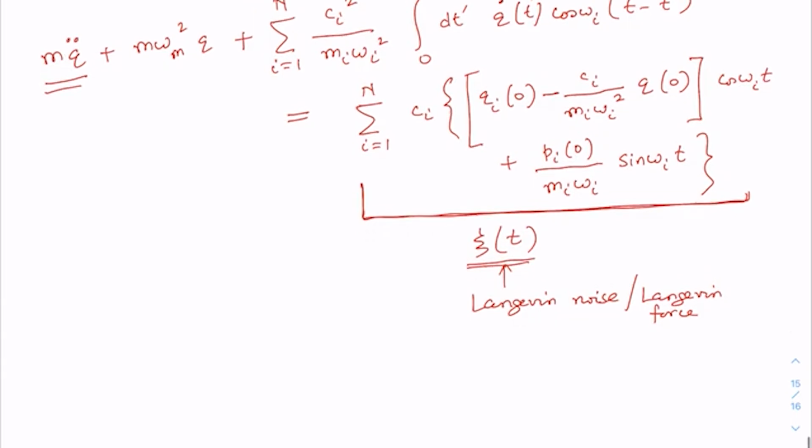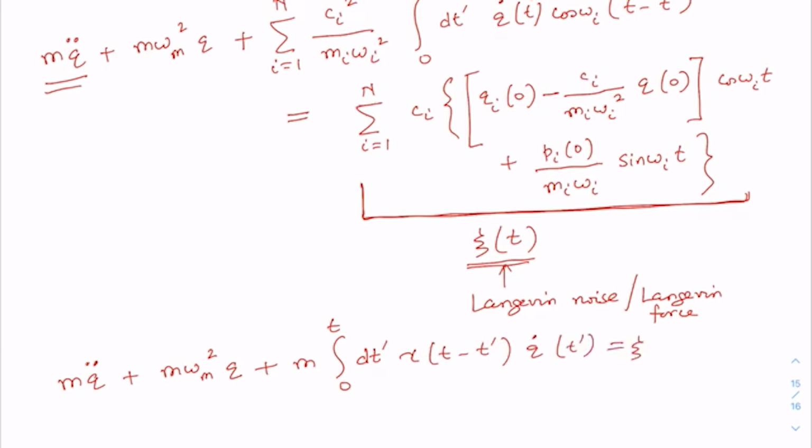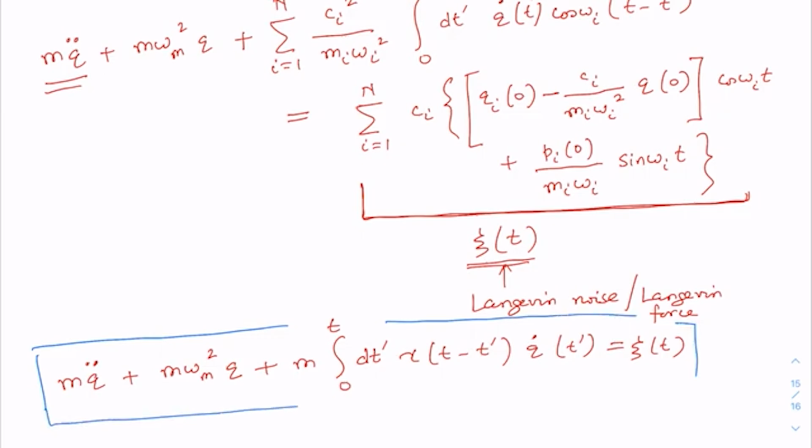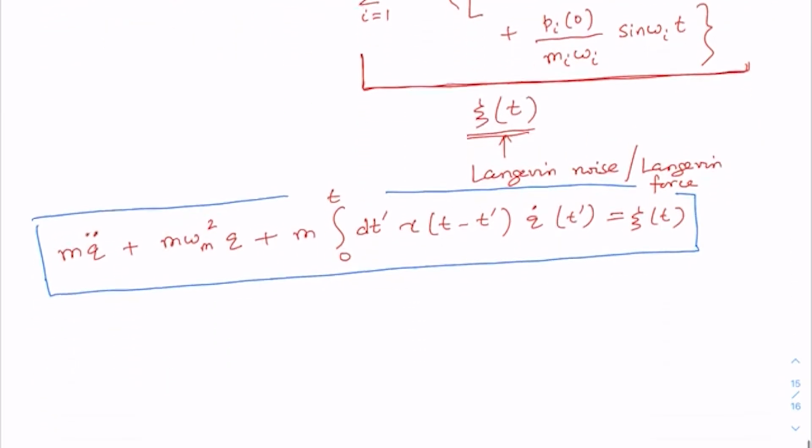Therefore, under this simplification of notation, we can further simplify this equation, and we can write it as mq double dot plus m omega m square q plus m integration 0 to t dt dash gamma (t minus t dash) q dot t dash is equal to xi of t. I will define what gamma is. This is what we have as the so-called classical Langevin equation, and this is very important, and we'll see a lot of application of it very soon.